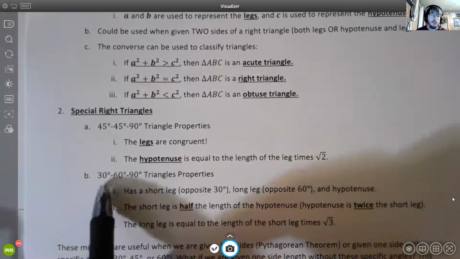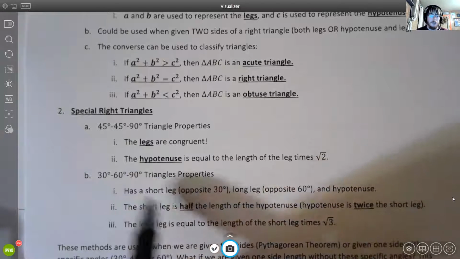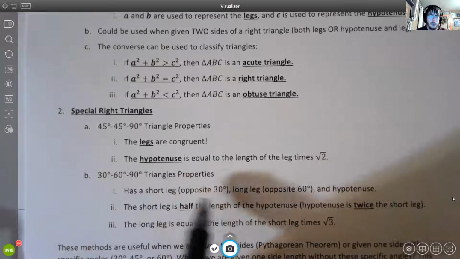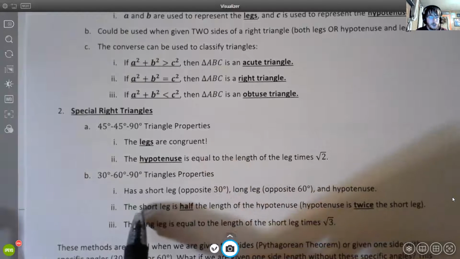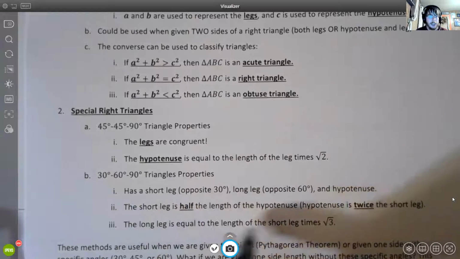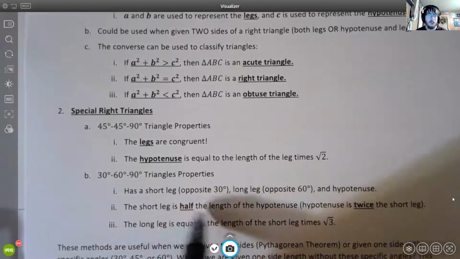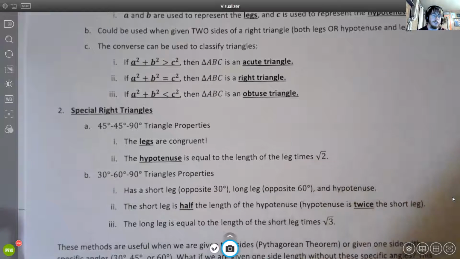Then next up is your 30-60-90 triangle. And if you remember, they have a short leg, long leg, and hypotenuse. The length of the short leg is half the length of the hypotenuse. So in other words, if you want to find your hypotenuse when you have the short leg, you have to multiply it by 2. And the long leg is equal to the length of the short leg times root 3.